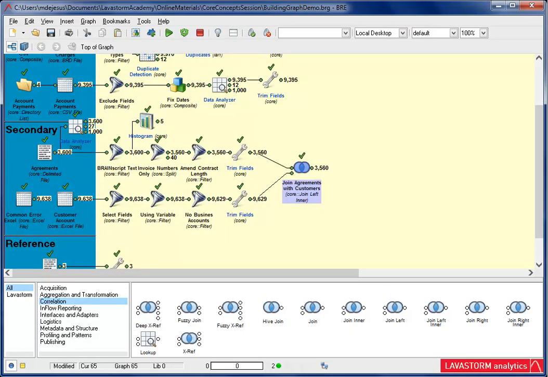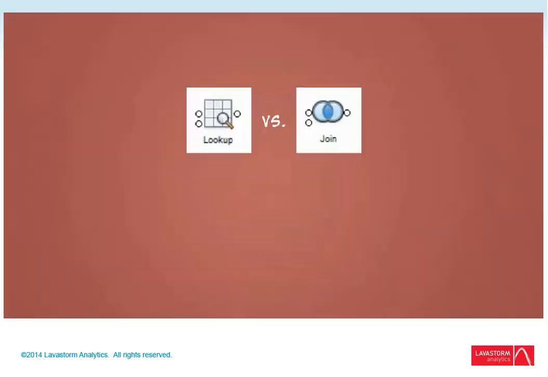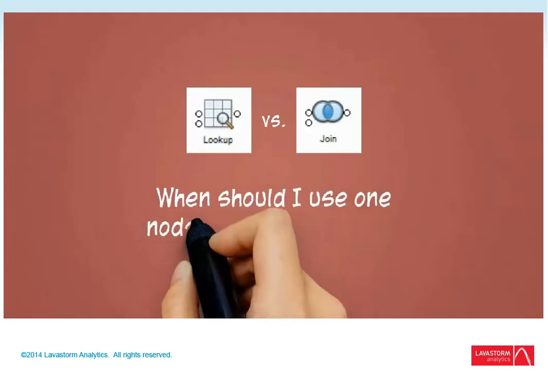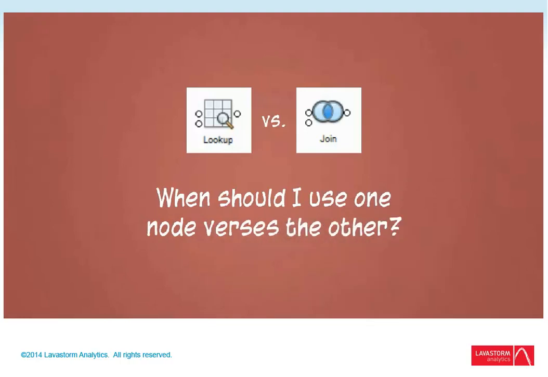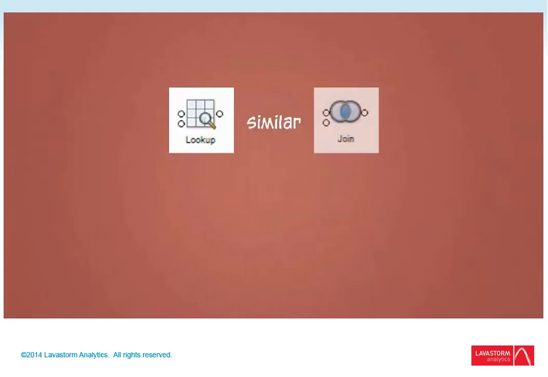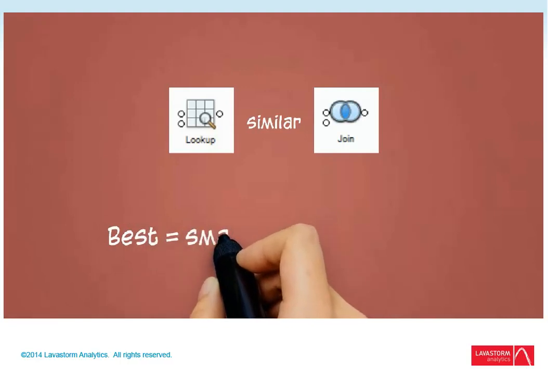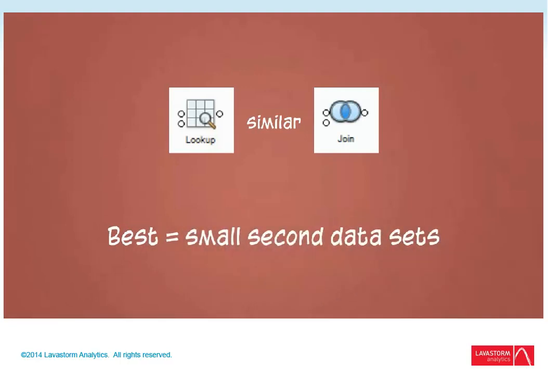Alongside the join nodes is the lookup node. The lookup node enriches a large source of data in the primary input with a small source of data in the secondary input. Both the lookup and join nodes are similar in their functionality. So sometimes the question becomes, when should I use one node versus the other? The lookup node works similar to the join node, but is best used when dealing with small second data sets.